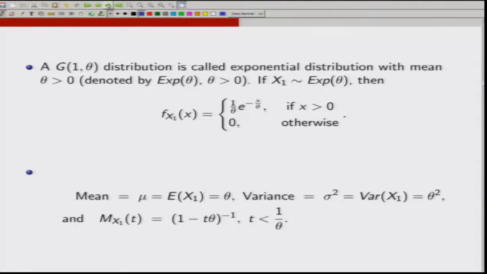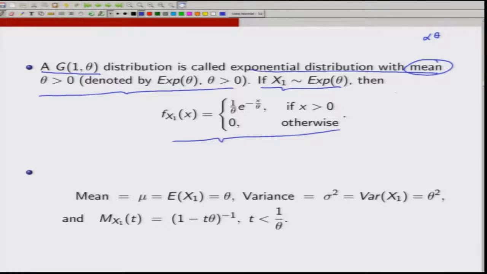For a gamma(1, theta) distribution, that means when the shape parameter is 1, the gamma distribution is called the exponential distribution. So, a gamma(1, theta) distribution is called the exponential distribution. I know that for gamma the mean is alpha theta. So, in this case, since alpha is 1, the mean would be theta. That is why this parameter is nothing but the mean. And we write this as: if X has exponential(theta), then its PDF is given by this. One can see in this case the PDF is a decreasing function. As x goes to infinity, it goes to 0. So, the PDF would look like this.